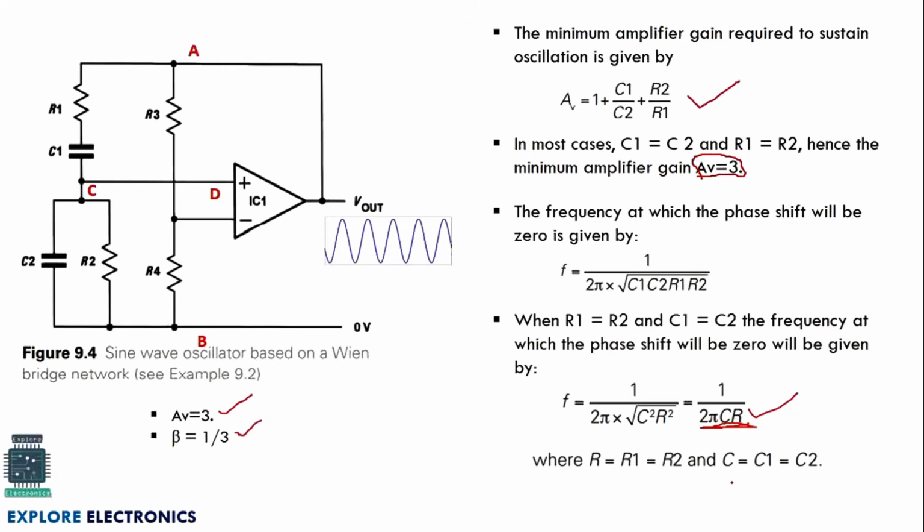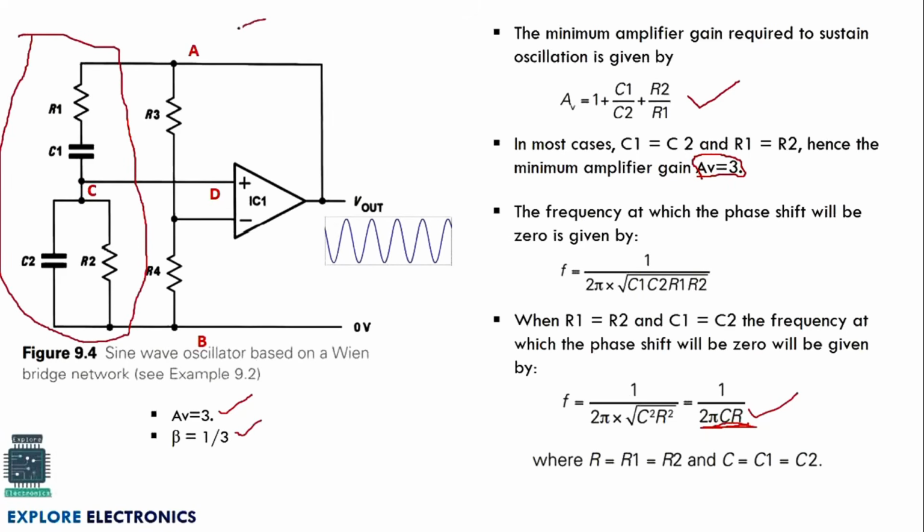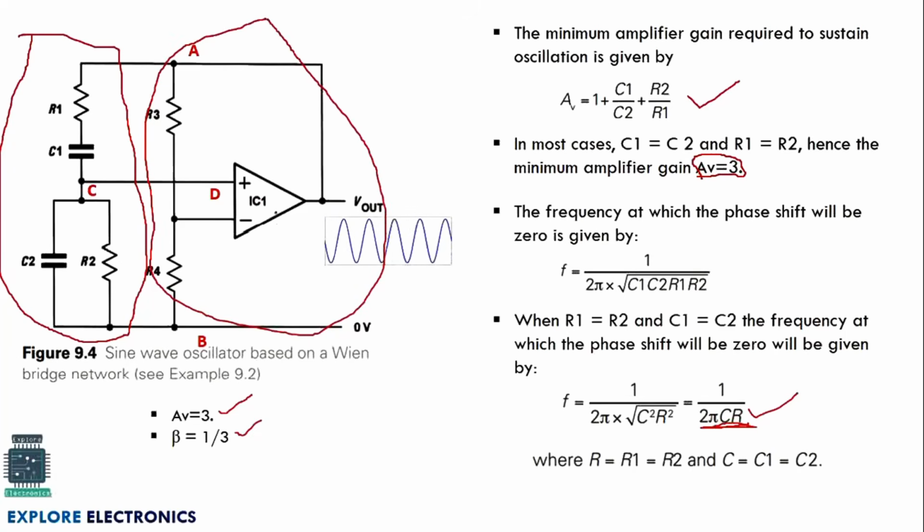Here also you can observe the first half of the circuit is a bridge network. It will act as a positive feedback, and the rest of the circuit is the non-inverting amplifier circuit. Okay, this is a non-inverting op-amp amplifier.